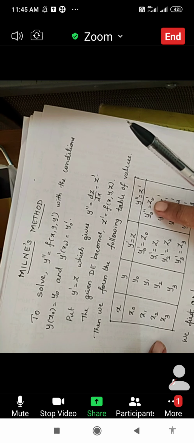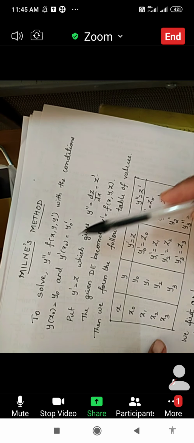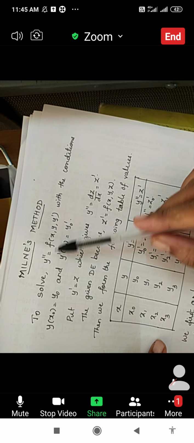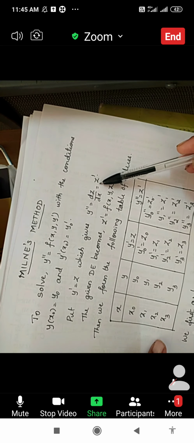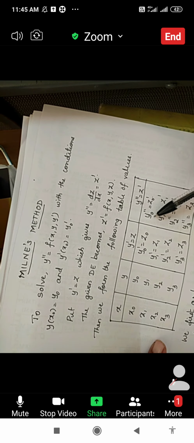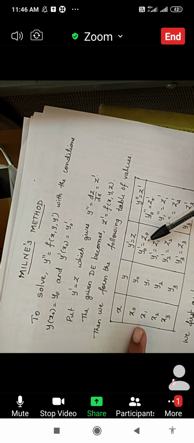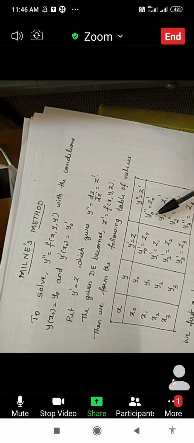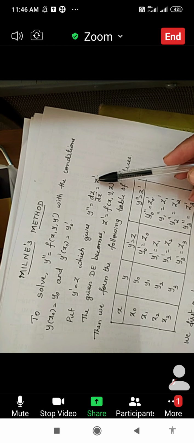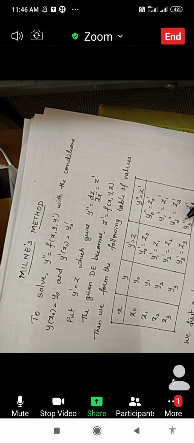How can we prepare this? You have to prepare this with the help of the given second order differential equation. They'll give this relation, which you have to convert in terms of z dash. So z dash will be a function of x, y, z. Then you take the changes: x changes to x naught, y changes to y naught, and z changes to z naught. So you'll get a value, y naught double dash. The main important notation we use is z naught dash, because y double dash is z dash. Similarly, these values should be calculated.